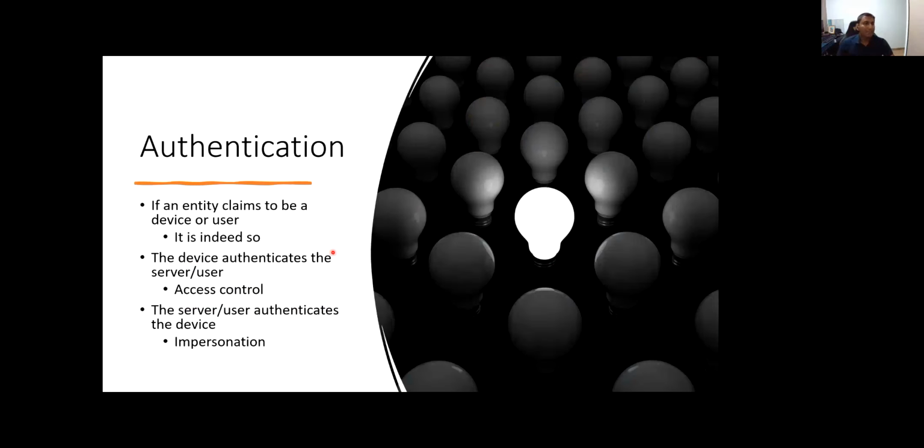So the final one is authentication. If an entity claims to be a device or user, it should be verified that it is indeed so. So how do you verify the identity of an IoT device? There are different mechanisms, but for the attacks I just showed you, most of the IoT devices don't even have any proper authentication mechanisms, and that caused all of those attacks.